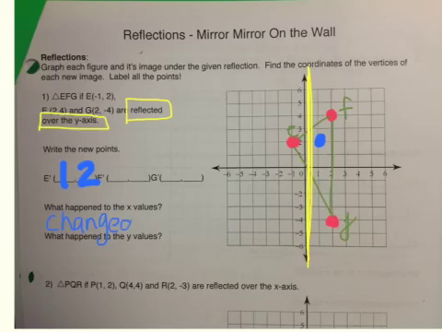So what happened to the x value? We changed the signs. What happened to the y value? The y value used to be +2, and in my new one, it's still +2. So did the y values change at all? They stayed the same.